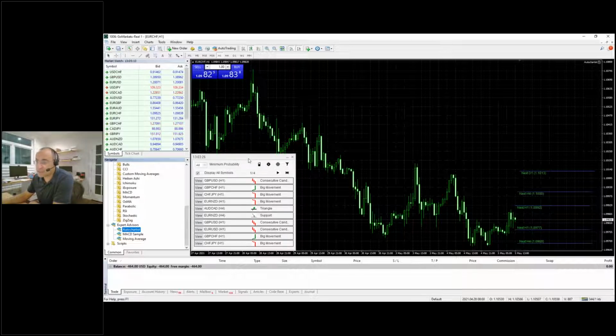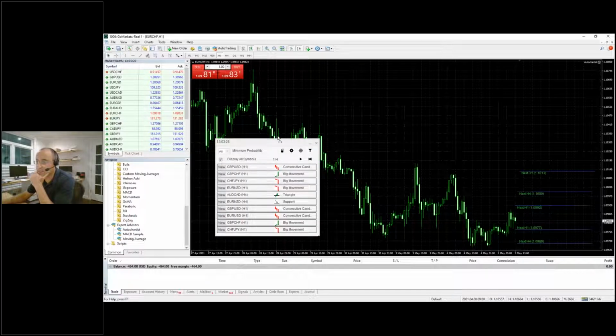It is simply an EA because we use some functionality that is only available to expert advisors in MetaTrader rather than indicators, and that functionality is these very fancy user interface components.